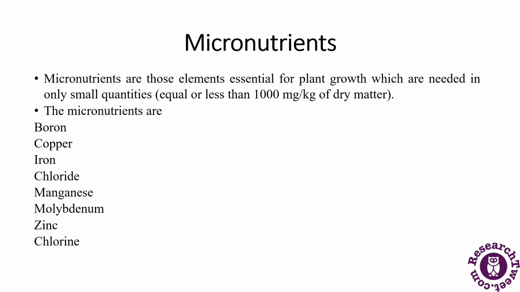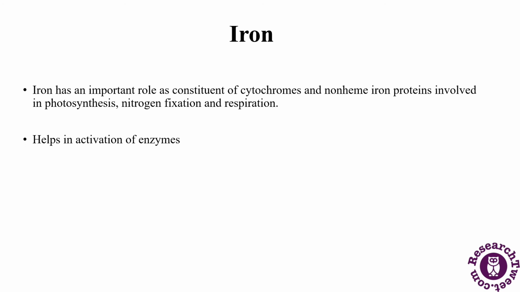Then next come the micronutrients, which are present in very small quantity in plants, equal to or less than 1000 mg per kg of the dry matter. Some examples of the micronutrients are boron, copper, iron, chloride, manganese, molybdenum, zinc and chlorine. We will be discussing these micronutrients in detail and the role they play in plants. First comes iron, which has an important role as a constituent of cytochromes and non-heme iron proteins, which are involved in photosynthesis, nitrogen fixation and respiration. It helps in the activation of the enzymes.